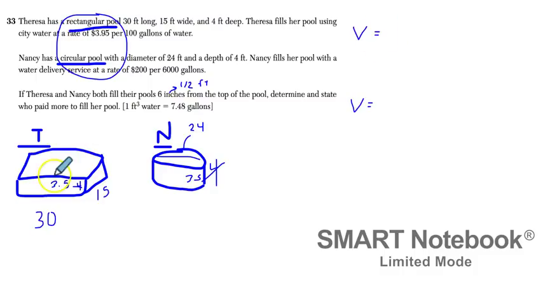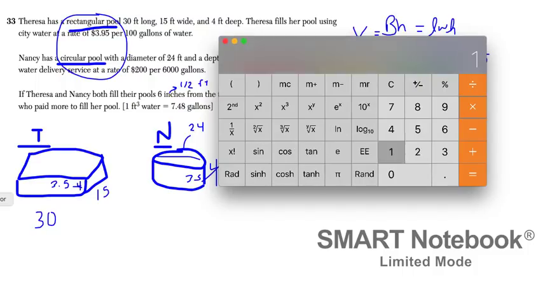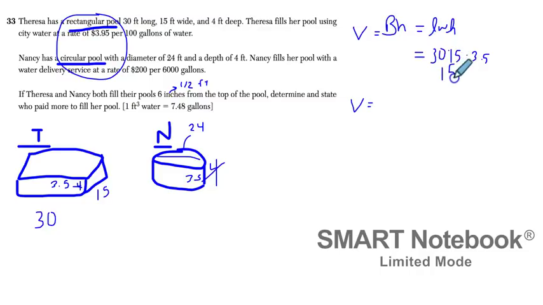So the volume of a rectangular prism, or any prism, is the area of the base times the height. The base of a rectangular prism is a rectangle. Area of a rectangle is length times width. So the volume of a rectangular prism is length times width times height. So that's 30 times 15 times 3.5. That's 1,575 cubic feet.